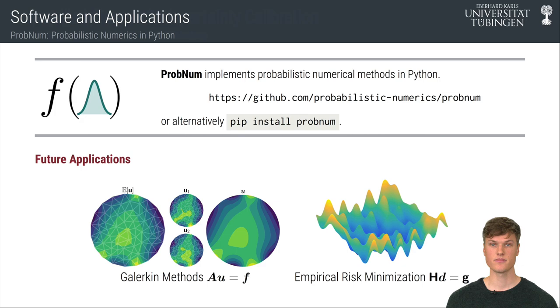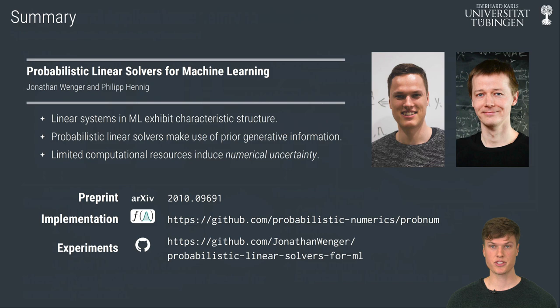So in summary, linear systems and machine learning are large scale and have characteristic structure which arises from generative processes. This type of generative information can be encoded in the prior of a probabilistic linear solver, which then, after a certain number of iterations, usually much smaller than the theoretical convergence rate of these methods, outputs a posterior over the solution, which in its uncertainty encodes the remaining numerical uncertainty about the solution because of the finite number of iterations, smaller than the typical convergence rate.